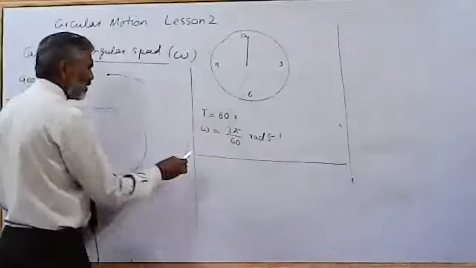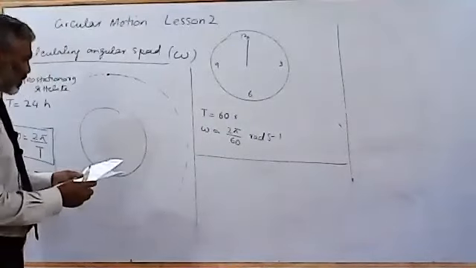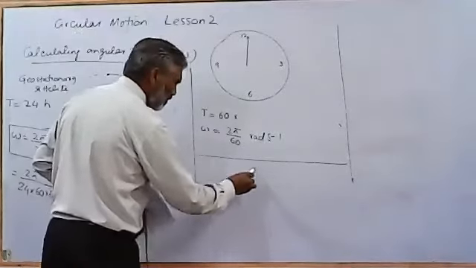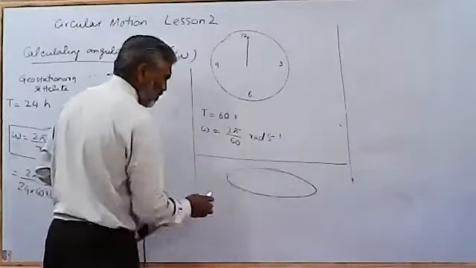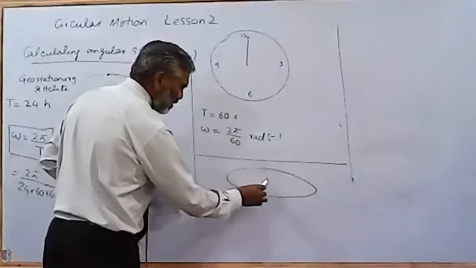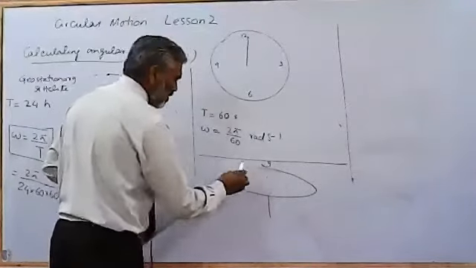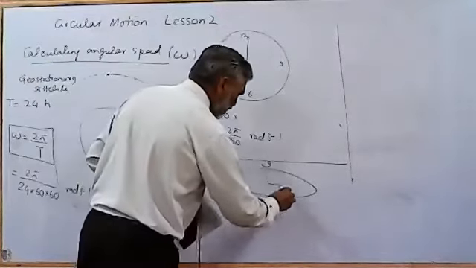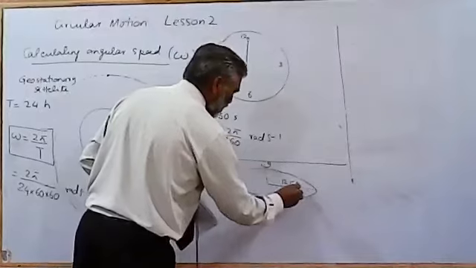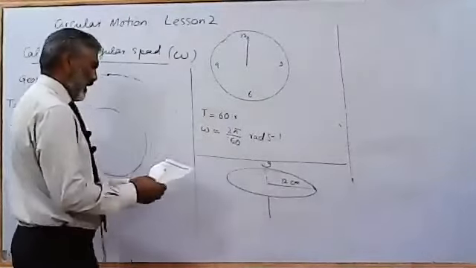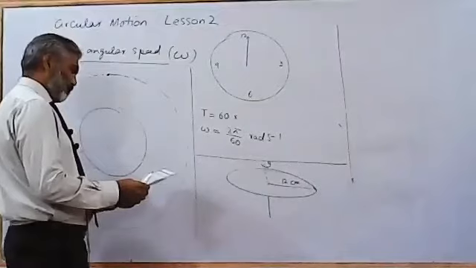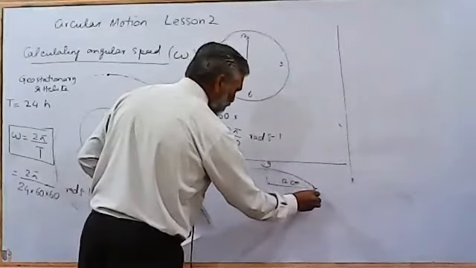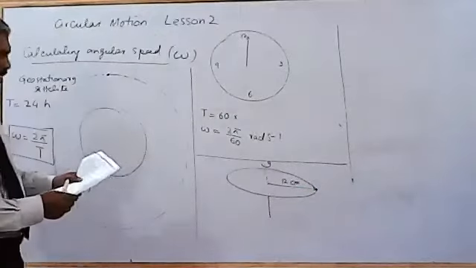Another question in which we use the equation v is equal to r omega. Suppose we have a disk, and this disk is rotating in this manner about its vertical axis, and its radius is exactly 12 centimeters. This is the radius of the disk. And let's say there is an object placed here.